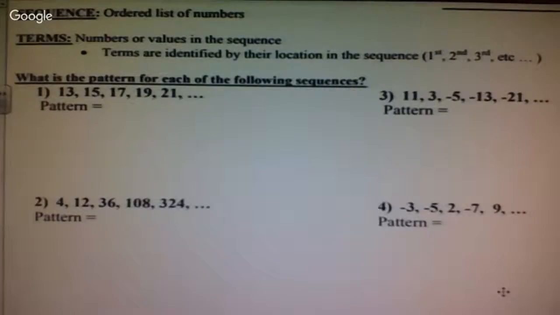So we're looking at sequence. A sequence is just an ordered list of numbers, and your terms are all of the numbers in the sequence. So, in other words, 13 is a term, 15 is a term, 17, 19, 21. Those are all individual terms. If you look at number 1, what is the pattern? Plus 2. We're adding 2.